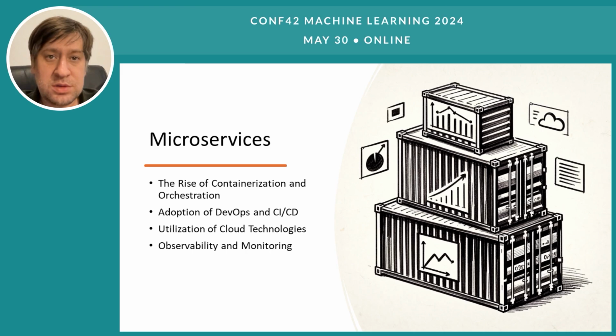DevOps and continuous deployment approaches facilitate the automation of development, testing, and deployment processes. This enables faster delivery of new features and fixes, enhancing overall development efficiency. Cloud platforms such as Amazon Web Services, Google Cloud, and Microsoft Azure offer tools and services for developing, deploying, and managing microservices. This allows companies to quickly scale resources according to current needs.